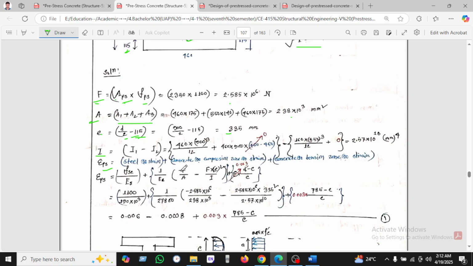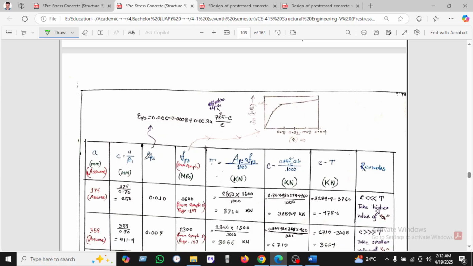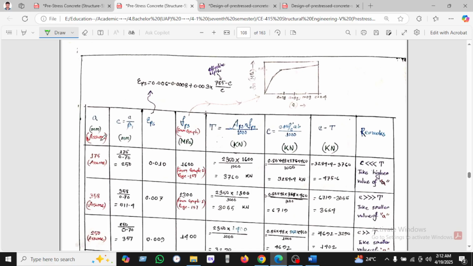Plus the compression zone plus the tensile zone, putting in this formula and finding 0.003, 0.008, 0.003. These are equation 1, and we know a equals beta into c, and c equals a divided by beta 1. This is equation 2. So we know the assumed value.